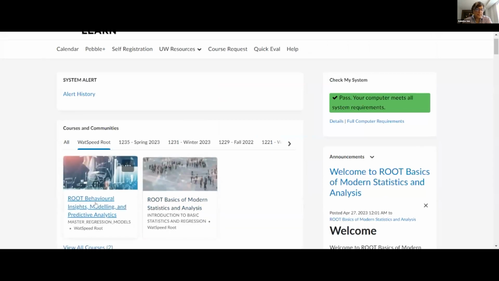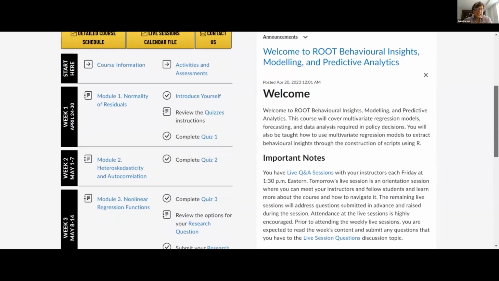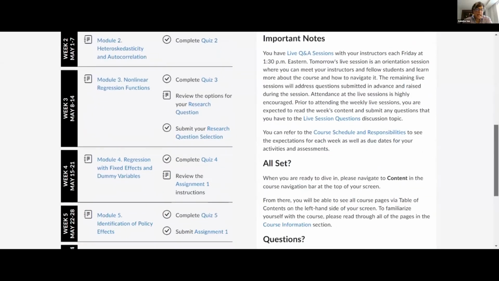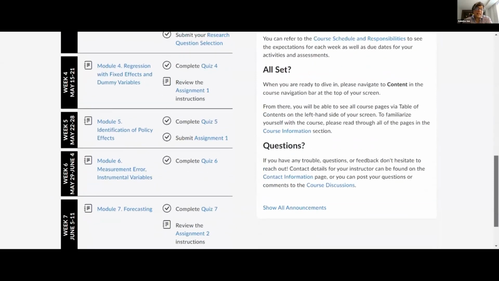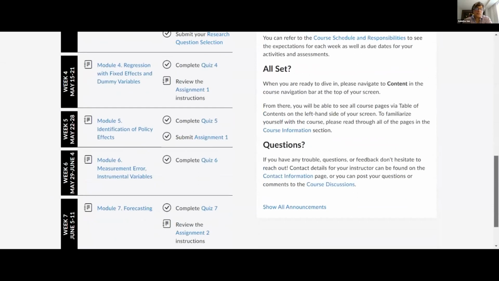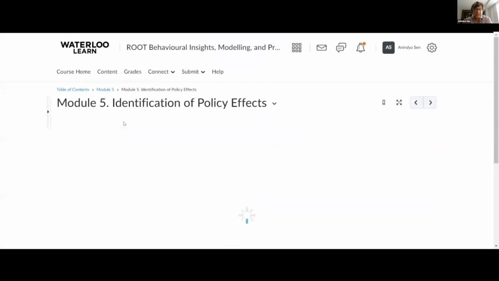But the third course of the certificate is where, after the basics, we get into the more complex concepts, where we look at nonlinearities and forecasting predictions, instrumental variables. And at this point, if you finish this course, you're really set to take more complex machine learning courses. Okay, what I'd like to do is touch on some of the concepts in module 5 of the third course, which is identification of policy effects.